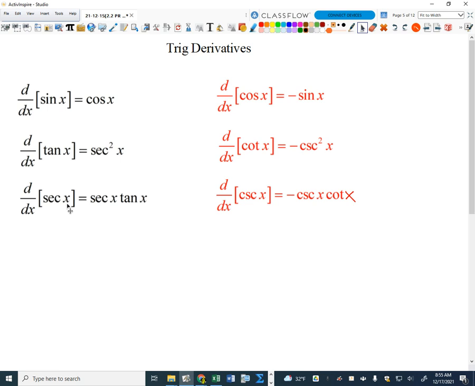The derivative of secant is secant tangent. The derivative of cosecant is negative cosecant cotangent. Can you see the pattern? So again, if you just know the black ones on the left, you can always infer what the red ones are going to do.